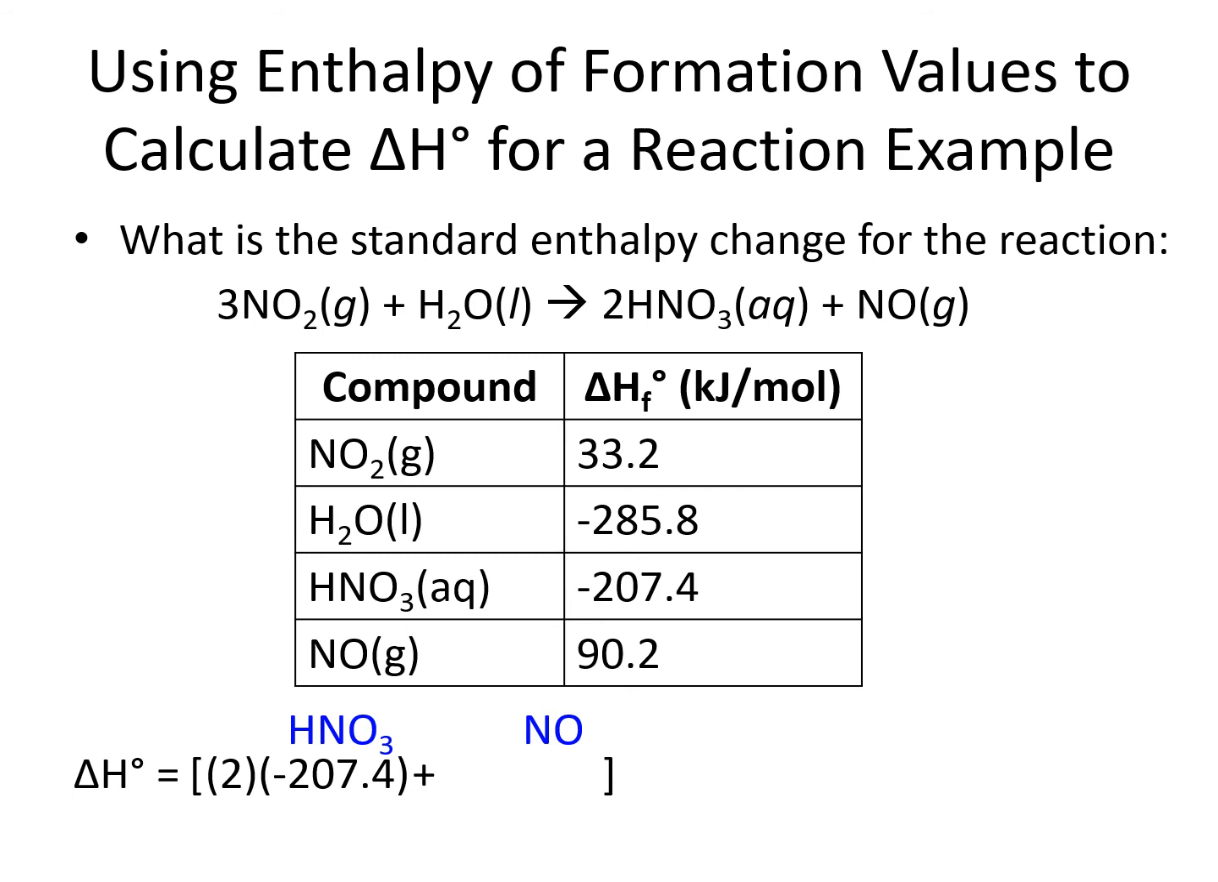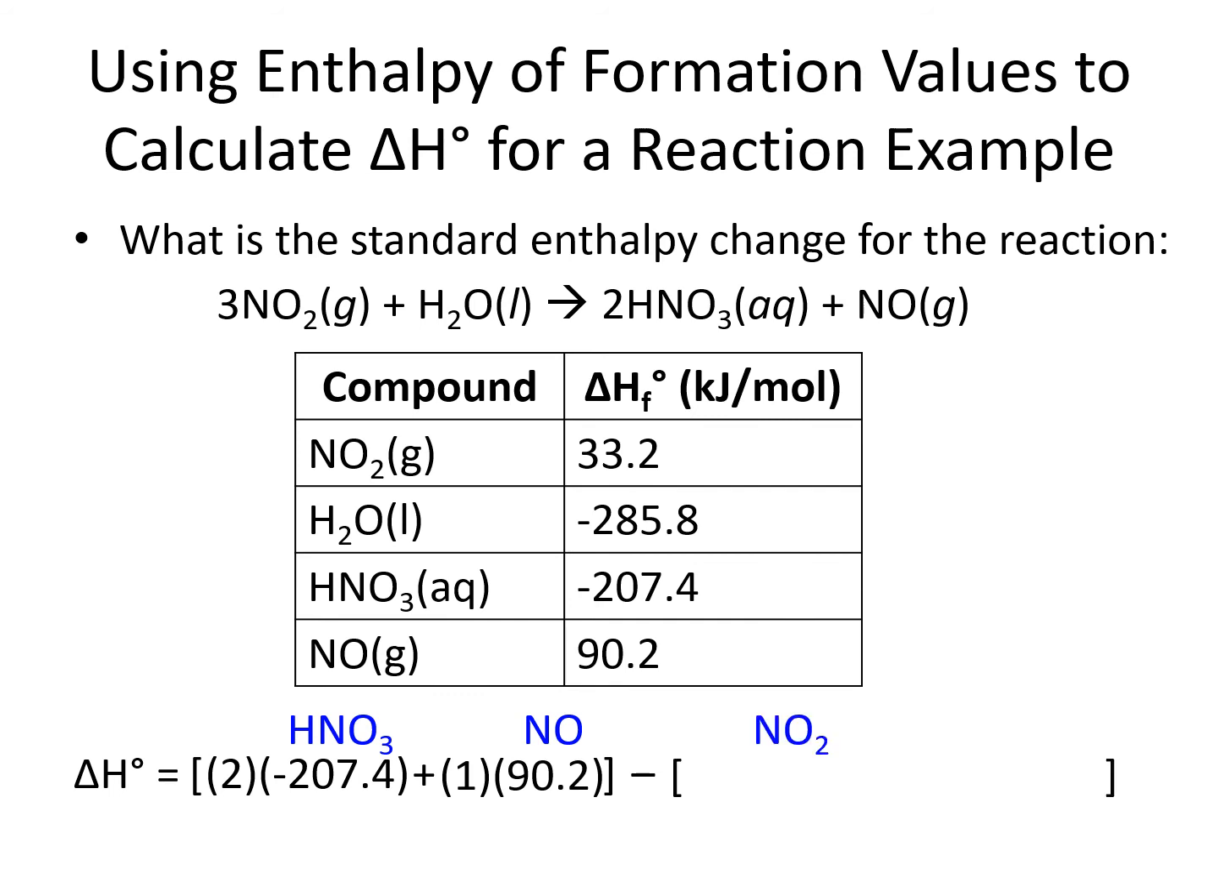Then we do the same type of thing with the NO. So the NO has a coefficient of 1 in the balanced chemical equation and 90.2 as its delta HF value. So we would multiply those together. And then we would add those things up. That's where that sum symbol comes into our equation. We're adding the sum of the coefficients times the delta HFs of each of the parts of the reaction. So then we're going to do the same types of things for our reactants, the things on the left side of our arrow.